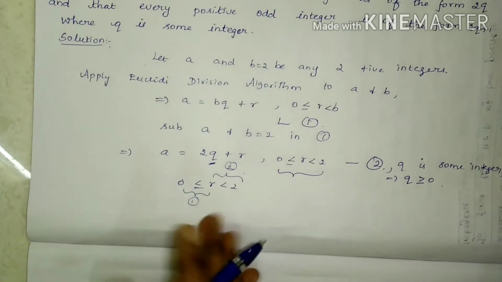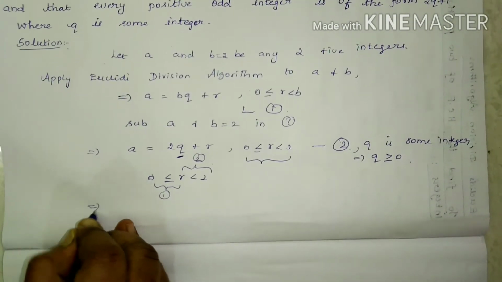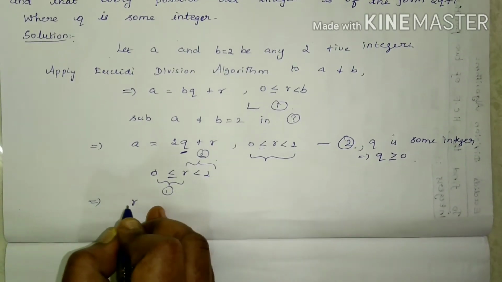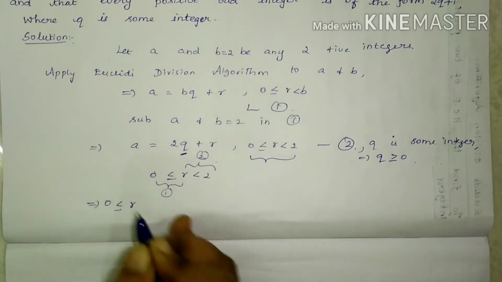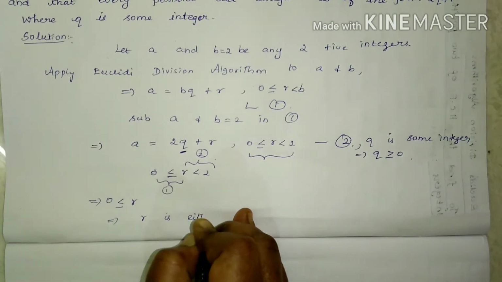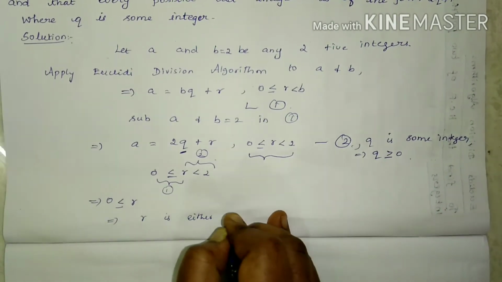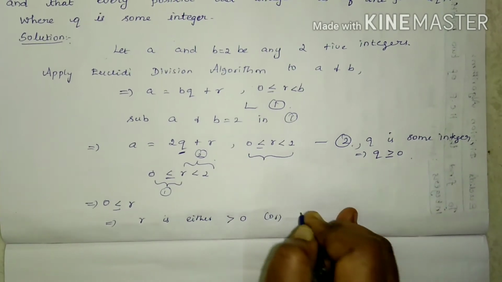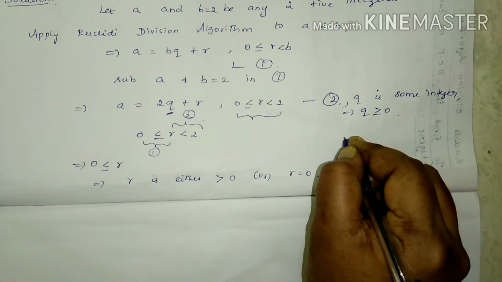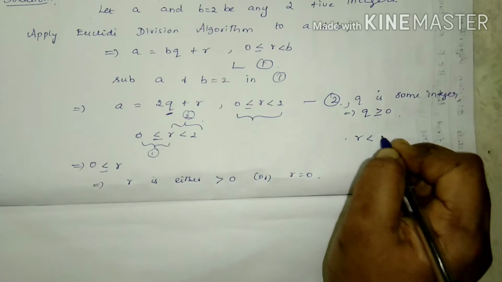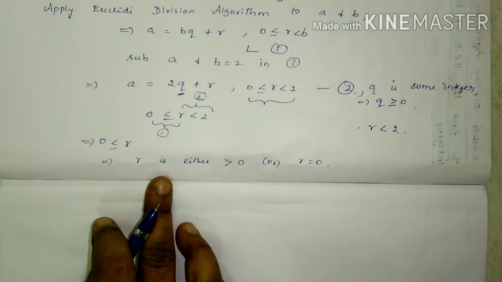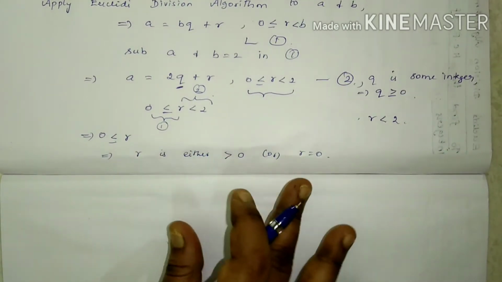Here we can split it in two ways. The first part is r greater than or equal to 0, which implies r is either greater than 0 or r is equal to 0. Now the second part is r is less than 2. Now we are going to split this again into 3 cases.